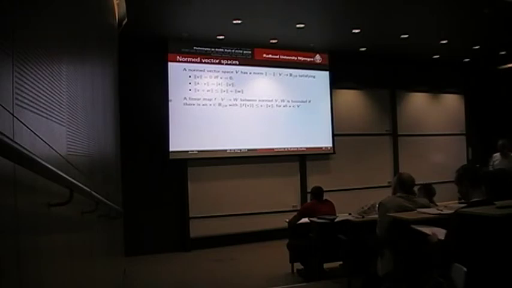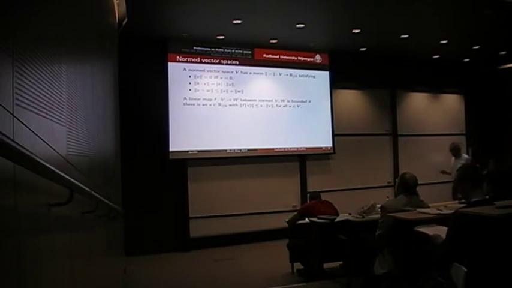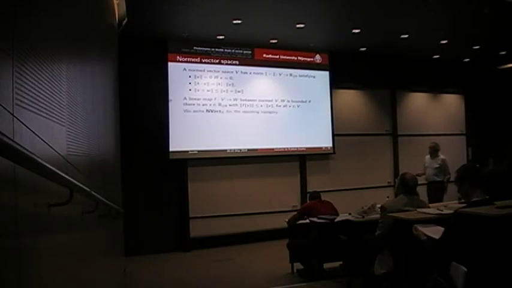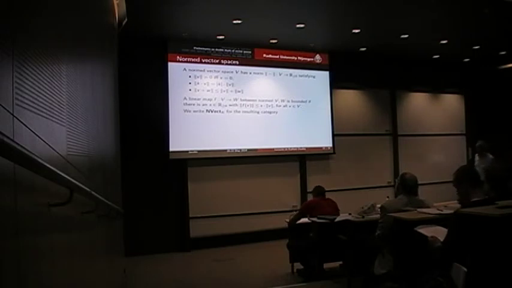A linear map between two of those spaces is called bounded if there is a bound, a supremum, a real number S, such that the norm of f of v is below S times the norm of v, and this must hold for all vectors v in capital V. And I'll write NVect of K for the category of such spaces, so the objects are vector spaces with a norm and the maps are such bounded maps.